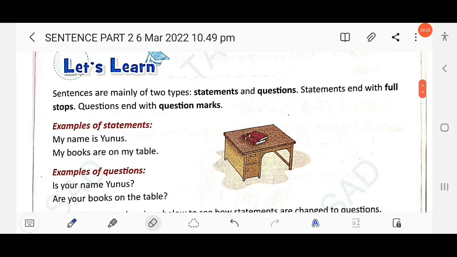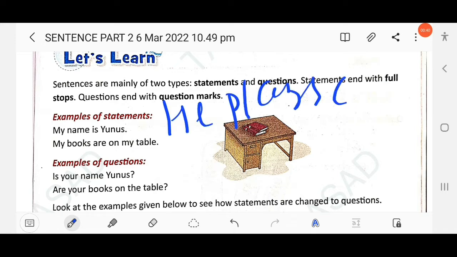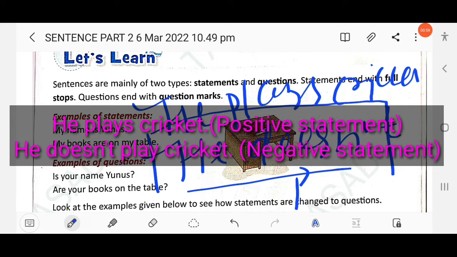Sentences are mainly of two types: statements and questions. Statements can be positive or negative. Take an example: He plays cricket. He doesn't play cricket. These two are statements. The first one, he plays cricket, is a positive statement, and the second one, he doesn't play cricket, is a negative statement.